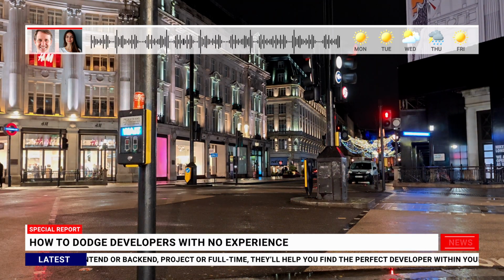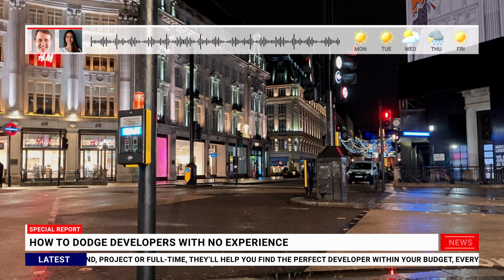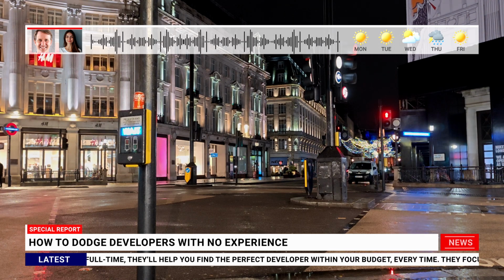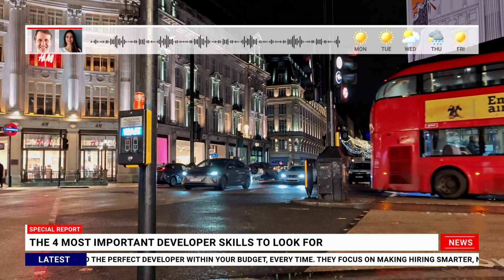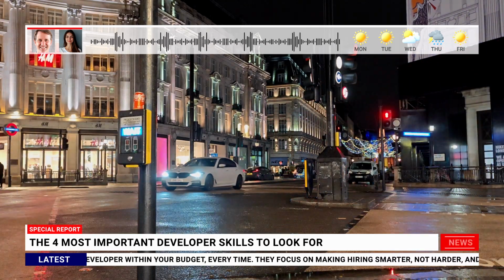So it's not just about those technical skills. It's about creating a space where they can thrive, both professionally and personally. Absolutely. And happy developers are productive developers. And productive developers build amazing things.